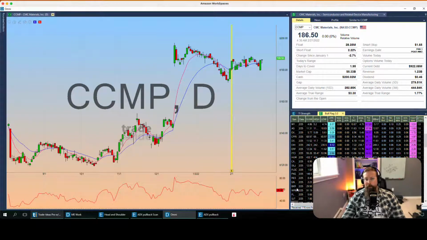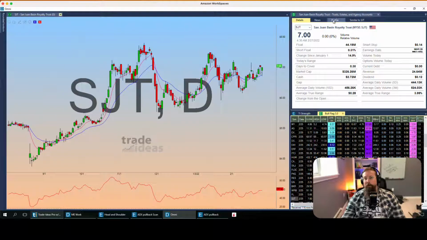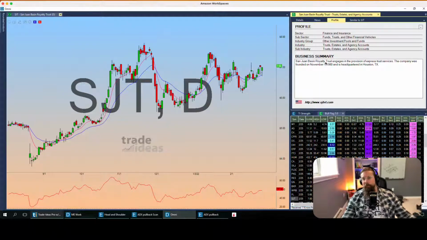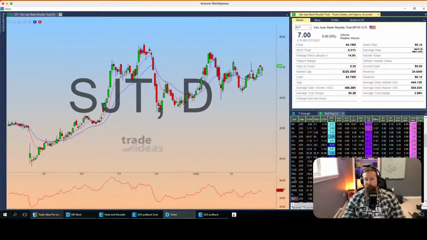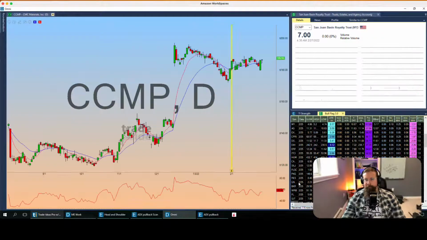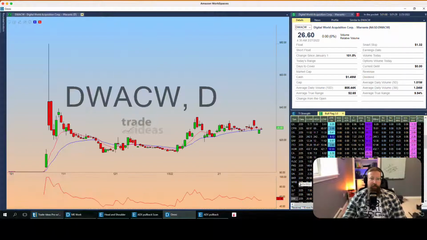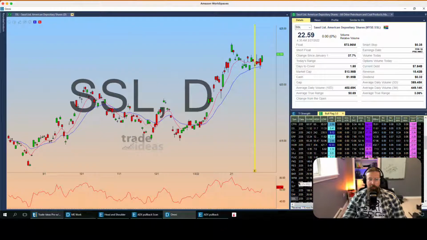This is a REIT, right? I think it's a REIT. I have no idea what that means. Engages in the provision of express trust services. No idea. Don't care. If it breaks out of that, I'll buy it. And if it doesn't, I won't.